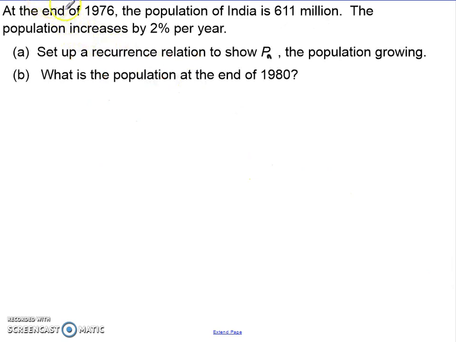Second one, at the end of 1976, population of India is 611 million, increased by 2% per year. Set up a recurrence relation to show Pn, the population growing, and what's the population at the end of 1980. So the first one, we need to figure out how much it's increased by. Well, we know it's increased by 2% per year. So we know it's the equivalent of 102% at the end of every year. But what we want to be able to do is multiply to get that in one quick swoop. Well, we know 102% as a decimal is 1.02. So we know that the next year is 1.02 times the previous year.